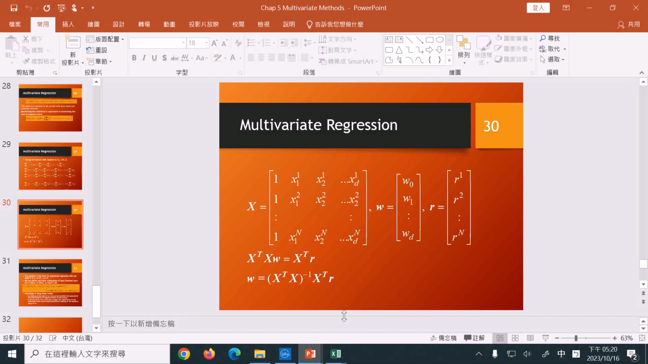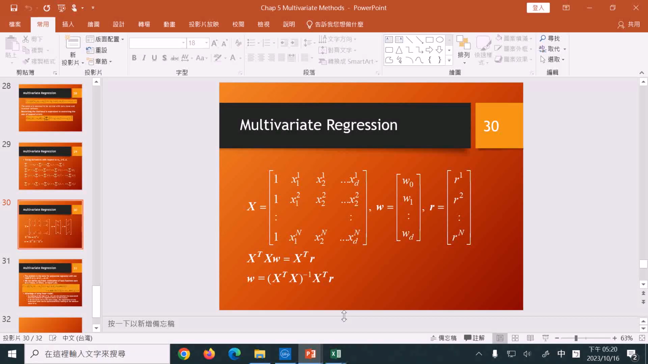W is this, you know, W0, W up to WD, and we arrange this so we could have x transpose x times W equal to x transpose y. The y term here is x transpose y, and the A term here is x transpose x. So W is equal to this. So you simply arrange your x this way, you can calculate W by this equation. That's it. Do you understand?